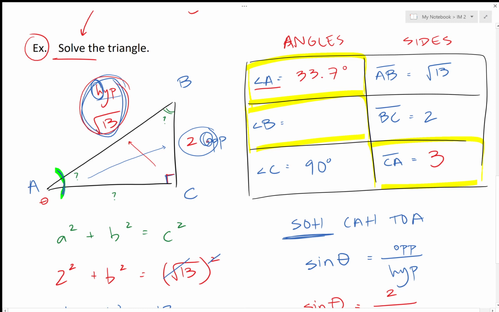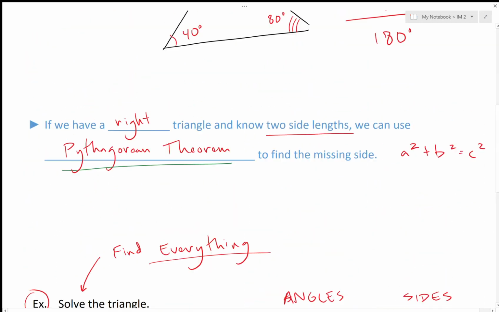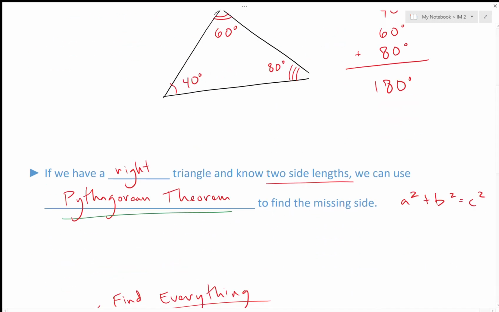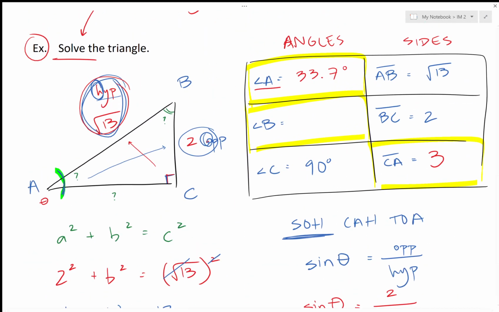So we're starting to fill it in. We've got 5 of the 6 things. I know angle A, I know angle C. If I wanted to, I could use trig again to find angle B. But then we have to rename things. Let's think about the rule we learned earlier. I know that the 3 angles of a right, or of any triangle, add up to 180 degrees. I already have 2 of those angles. I have the 33.7 and the 90. If I add those up, I get a value, and then I subtract what I have from 180, it should give me whatever B is.